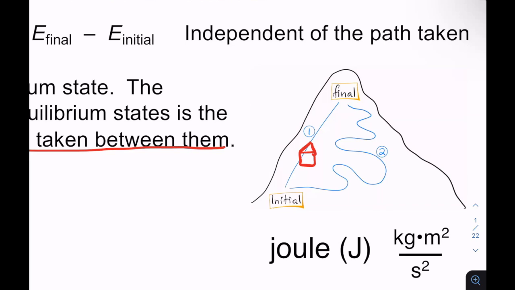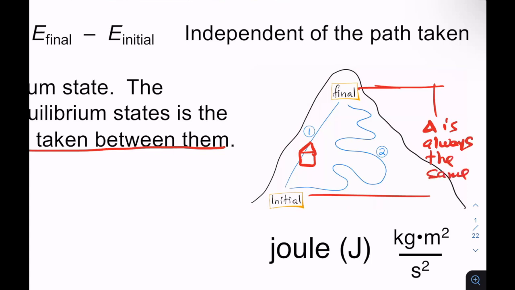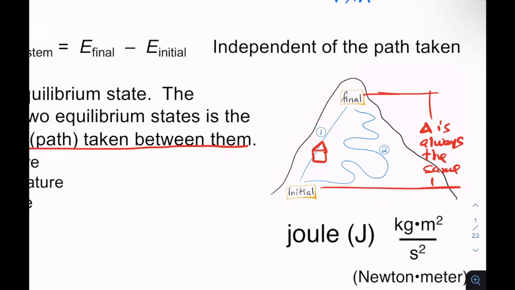The change between the initial and the final is the same regardless of the path that you take. In this case, it could be altitude that we're measuring, or it could be the potential energy that's gained between the initial state and the final state. Those are both what we call state functions. The change is the same regardless of the way that you got there, or independent of it. So the delta is always the same.